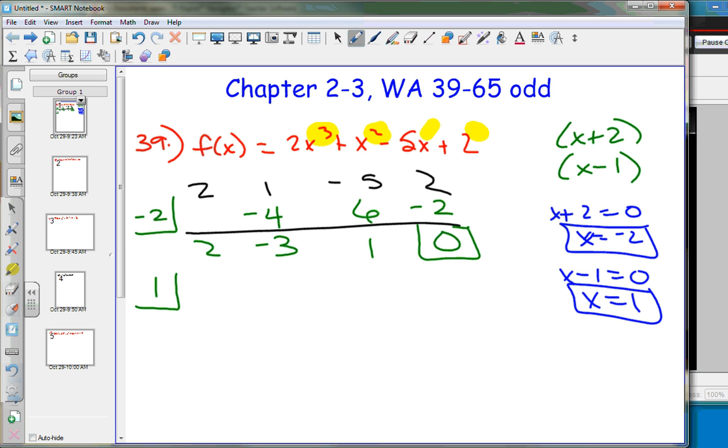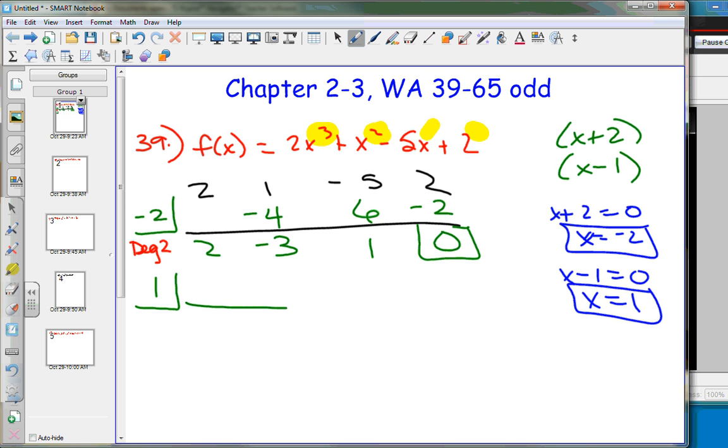Is 0 what I wanted? Yes. What does that mean? That it's a factor, and that I have to verify that it is a factor. Now, since I did synthetic division 1 time, what degree is this going to be? It was degree 3, so now it drops down to degree 2. Well, my question to you is, can I do synthetic division at the degree 2 line? Sure, why not? Because if 1 was a factor of the cubic function, it has to be a factor of the quadratic function. Do we understand that?